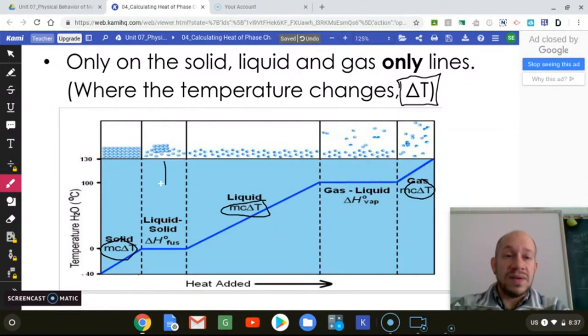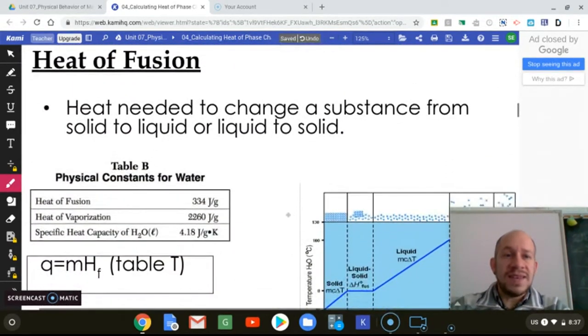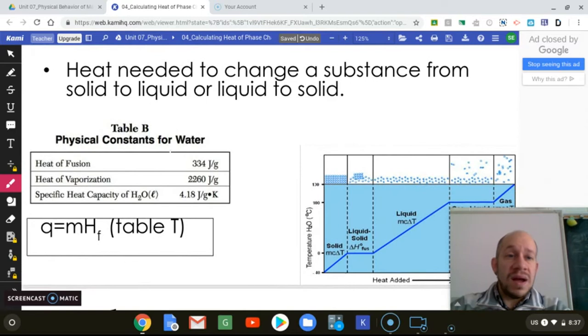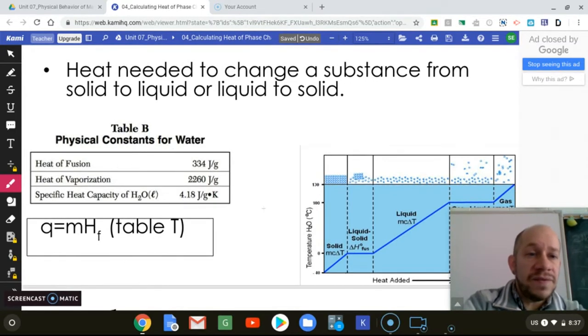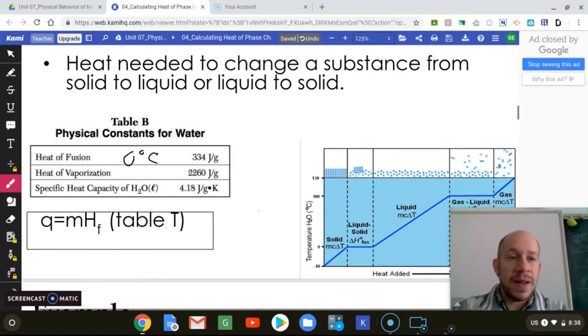When we're on one of our solid lines, either liquid solid or gas liquid, we have two other equations we have to use. So the first one is our heat of fusion. This is the heat needed to change a substance from solid to liquid or from liquid to solid. The physical constants for water have that heat of fusion. For water, our heat of fusion occurs at 0 degrees Celsius. So you can add that into your reference table to help you remember that.